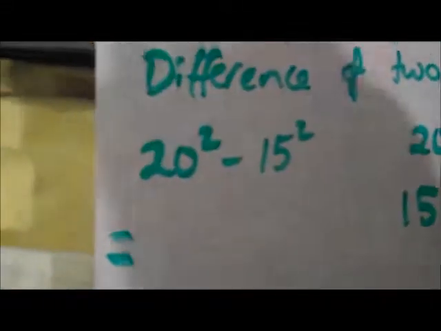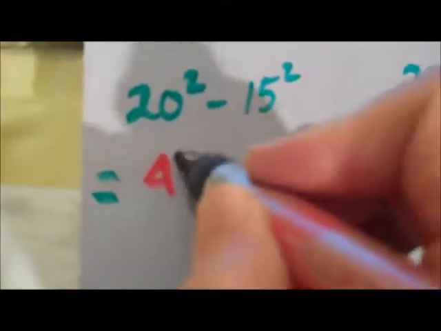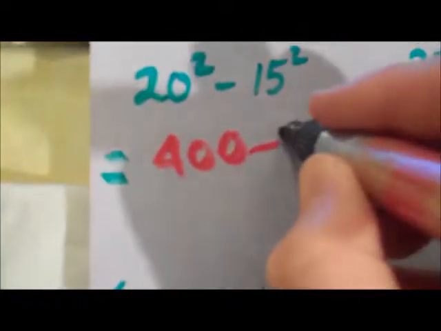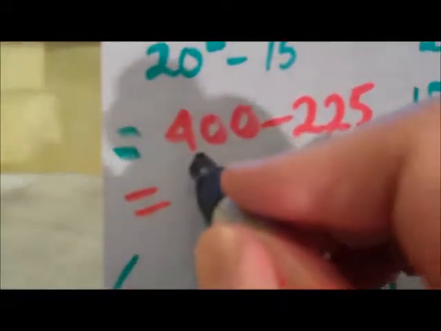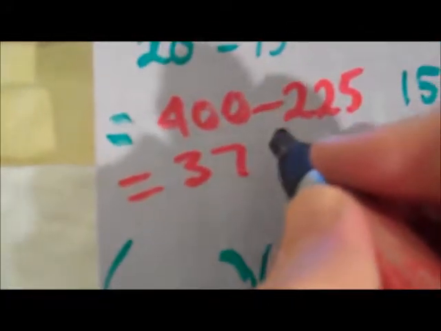So the difference between those two is 400 minus 225, which is 175.